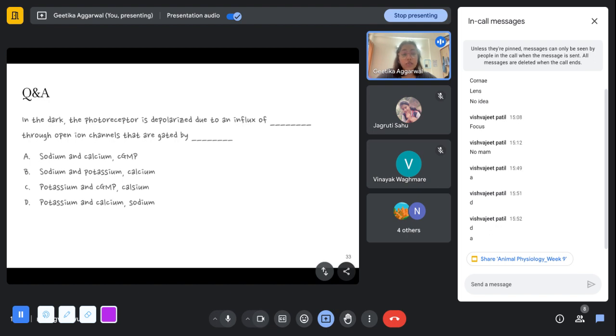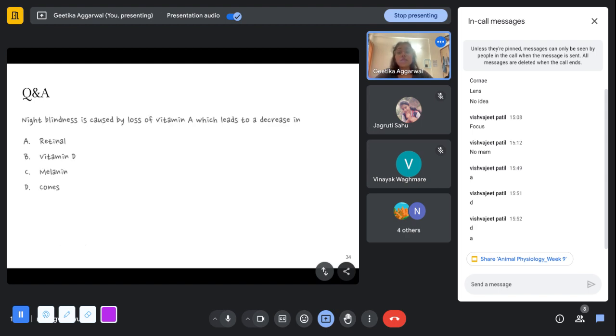We discussed this in the previous slides. Correct answer, basically it's A part. It happens majorly by the influx of sodium and calcium ions, and cGMP is the molecule that binds to these channels and keeps them open.